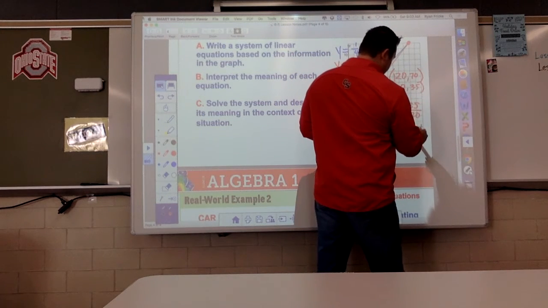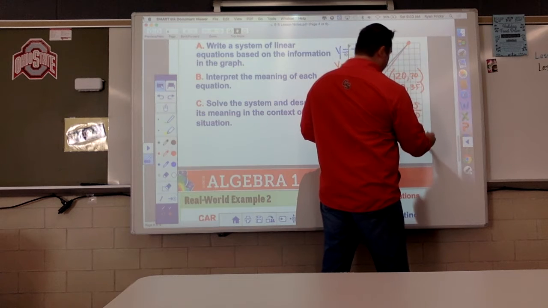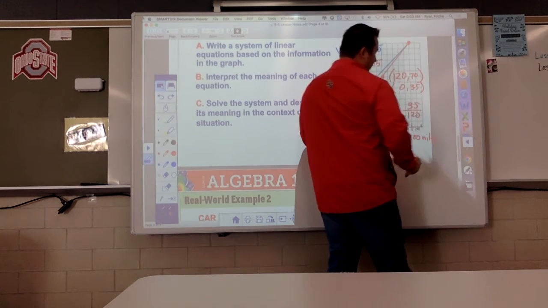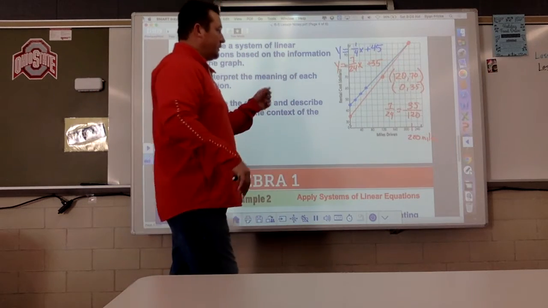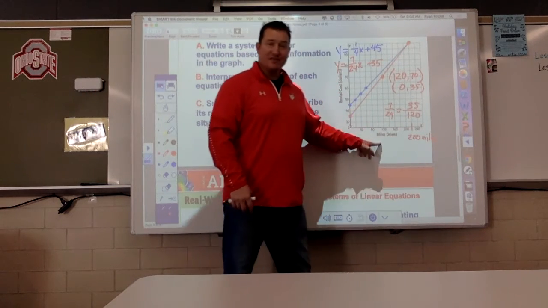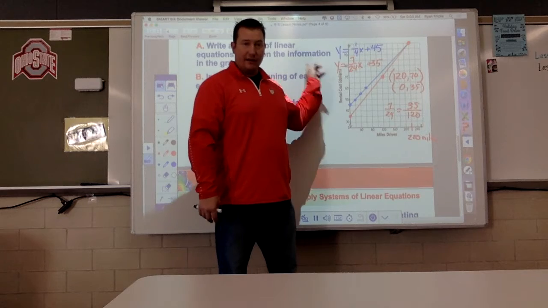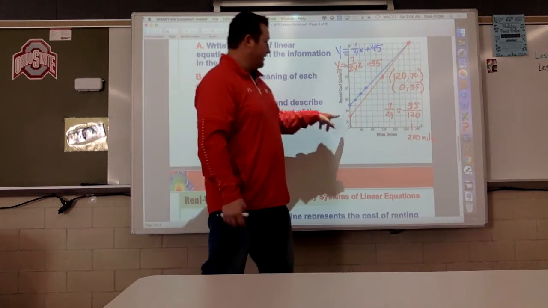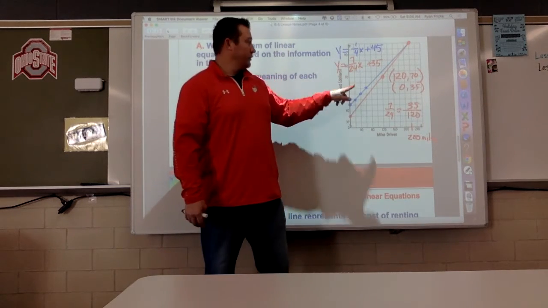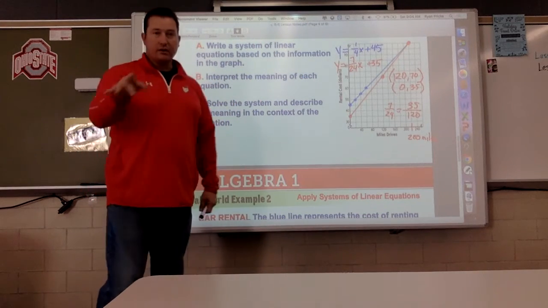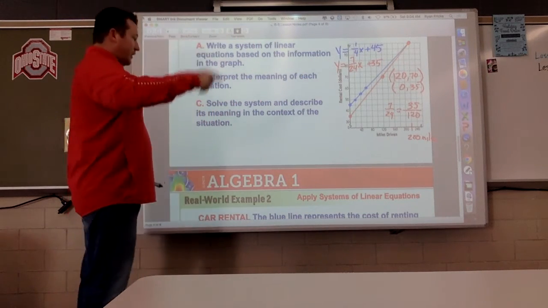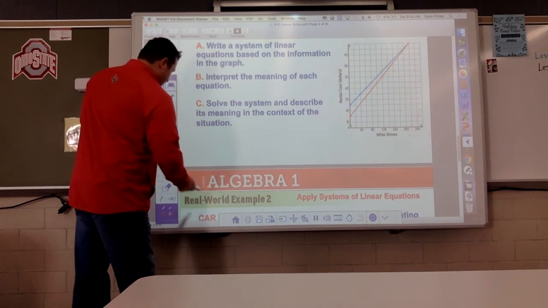And this is at, what number is that? 220 miles. So guys, when we drive 220 miles, they cost the exact same amount, right? Any mileage less than 220, the red line, whatever company that was, the star place, is less expensive, right? Blue place, more expensive. Okay. You guys good with that? Are they good with that, Mr. Noel? Absolutely. Okay.